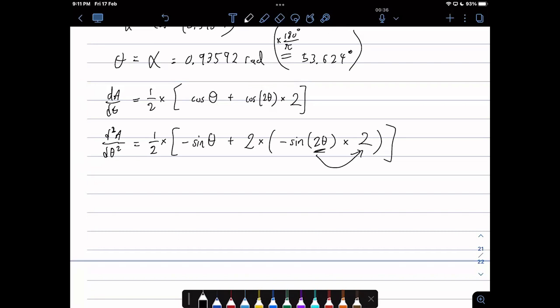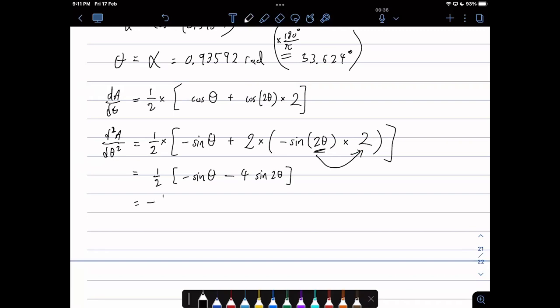Let's simplify this. I keep the half outside. This is negative sine theta. This is 2 times negative 1 times 2, which is negative 4 sine 2 theta.